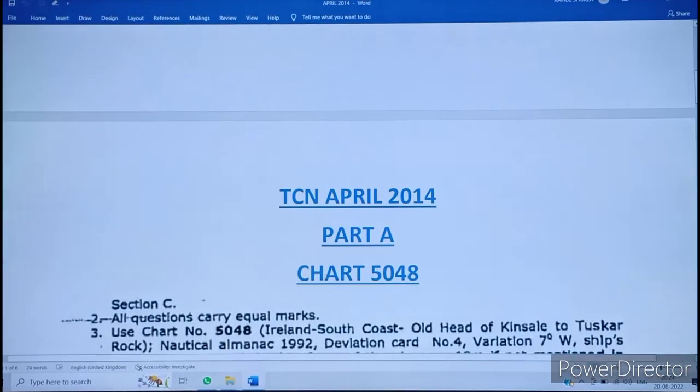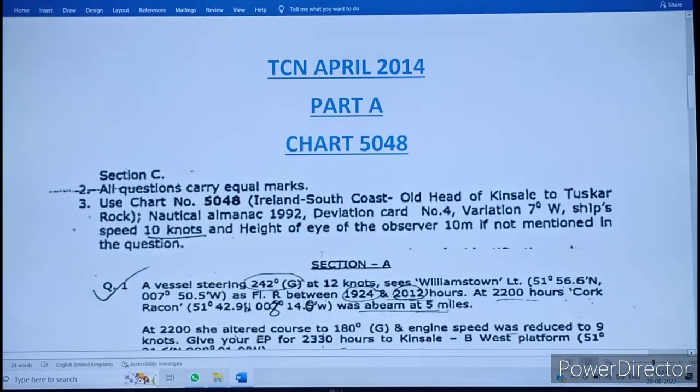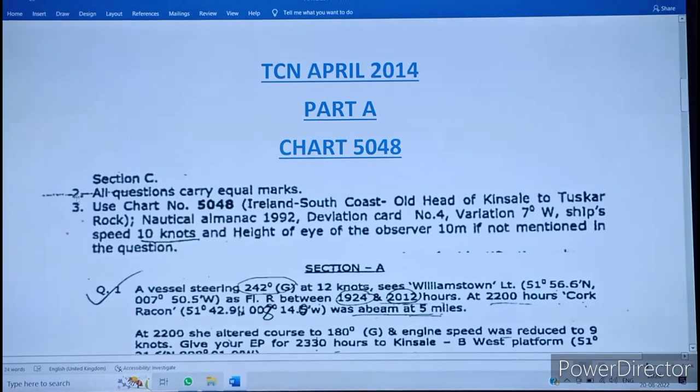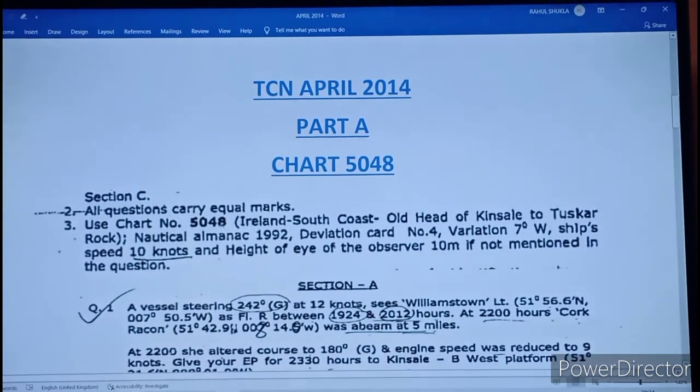Let's discuss the navigation 2014 paper. We are going to discuss part A. Chart 5048 is used. Some data is given on the top of the question paper. Just read it. Use chart 5048.